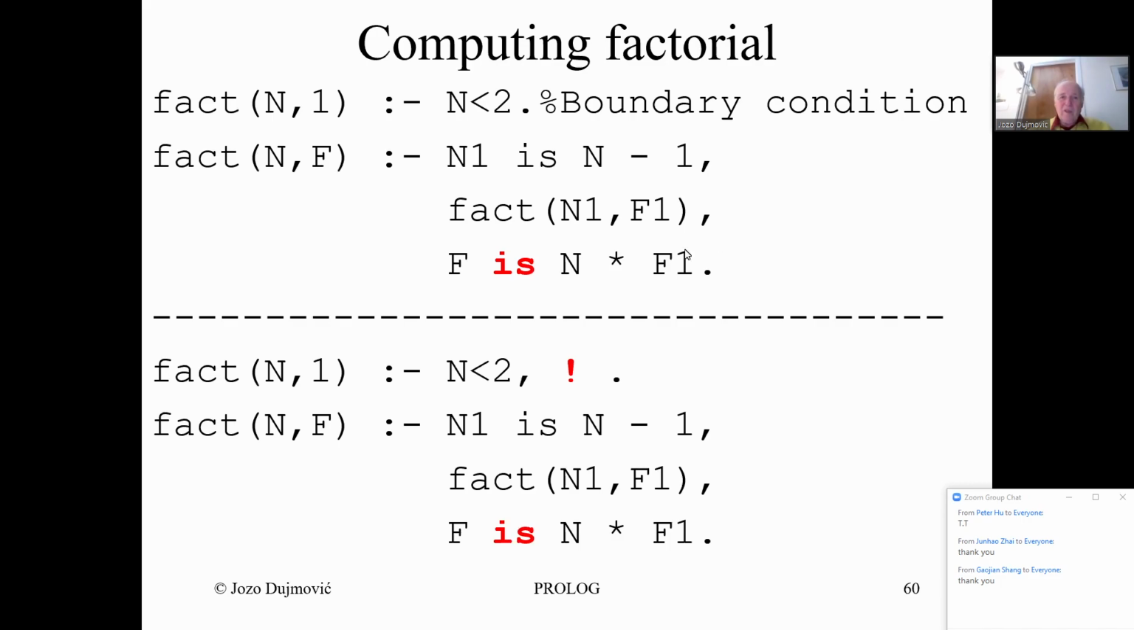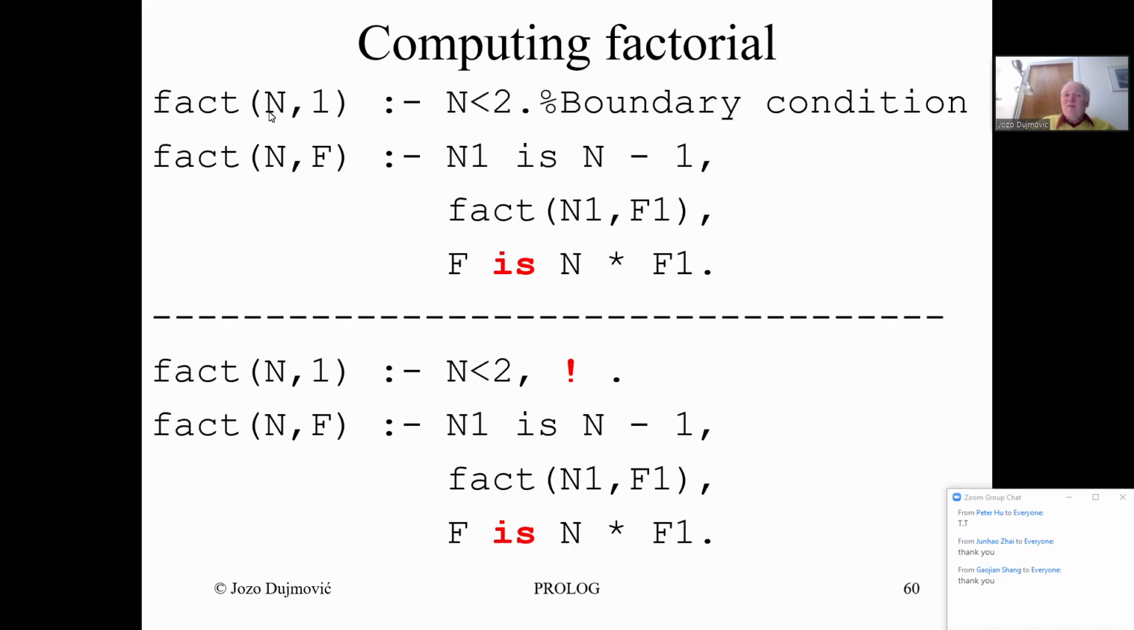So the idea is this one. We want to compute the factorial function. And how to compute factorial? Well, factorial, like all other recursive programs, has a boundary condition. So the factorial of n is 1 if n is less than 2. So if you have that n is 1 or n is 0, factorial is going to be 1.